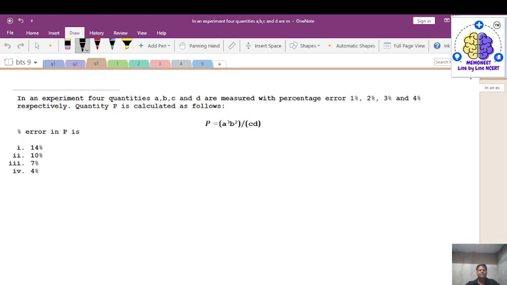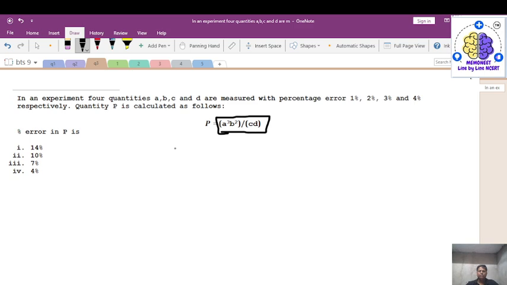The third numerical is related to your error analysis. It says that in an experiment, four quantities A, B, C, and D are measured with percentage error 1%, 2%, 3%, and 4% respectively. Then the quantity P is calculated as follows. Percentage error in P is? So we have to calculate the percentage error in P, and when the quantities are being multiplied or divided, or in the case of a quotient as it is here, the percentage error is the sum of the percentage errors of each, right?